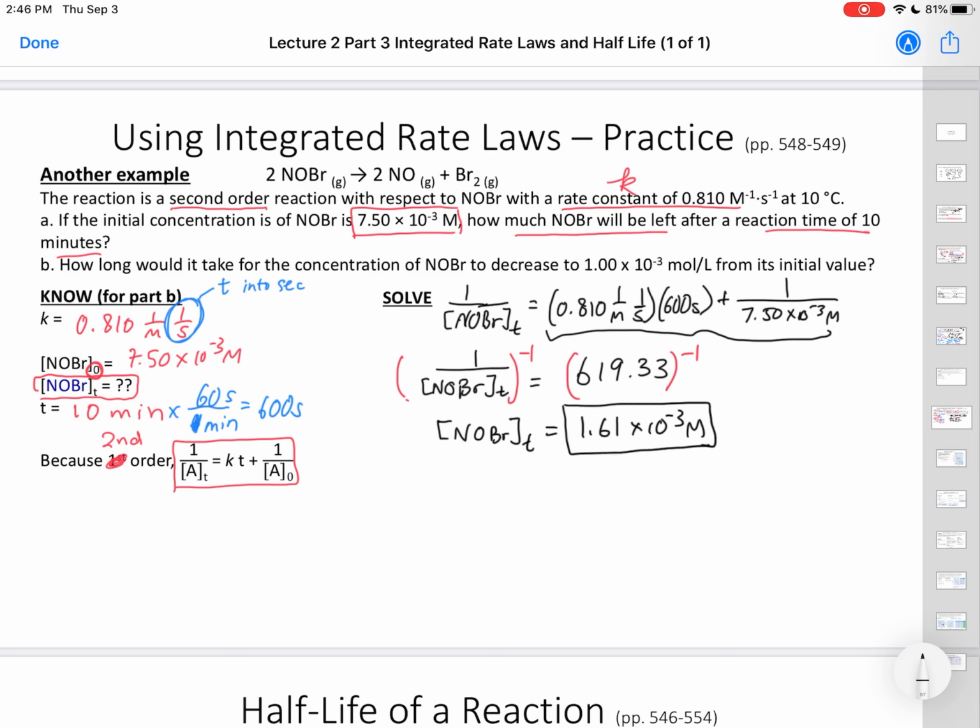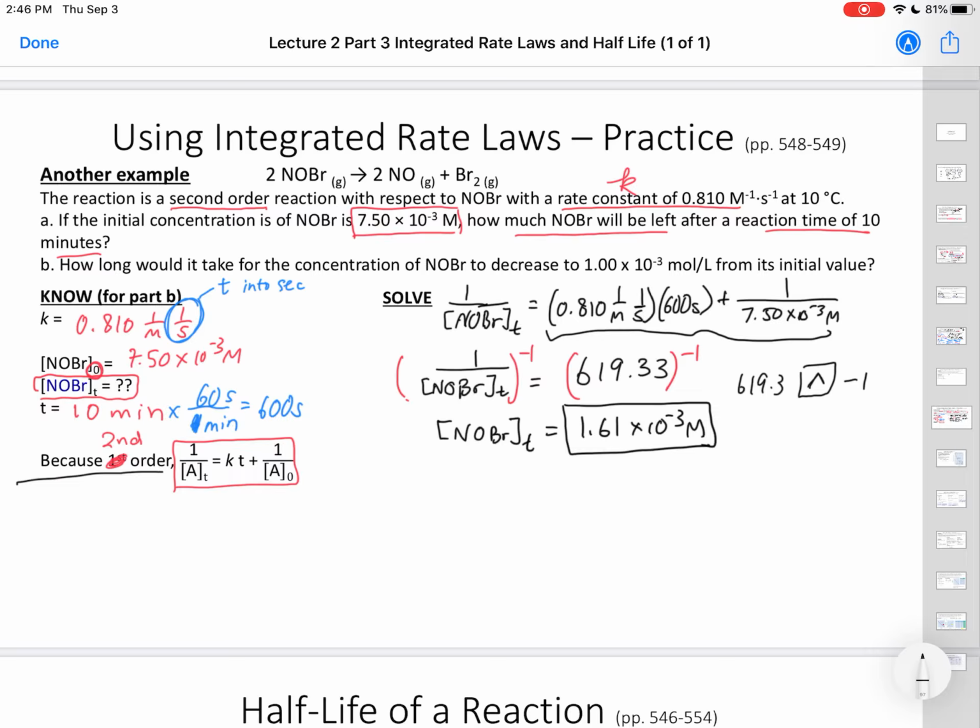And again, you would like to make sure that your answer actually makes sense. You started off with 7.5 and you're ending up with 1.61. That makes a lot of sense. The other thing I would like to say is, how do you do this reciprocal? The easiest way to do it is to take this and do the little hat to the minus 1. So you just write 619.33, and then you press the button that looks like a little hat, and then -1. So that's how you would input that into your calculator.